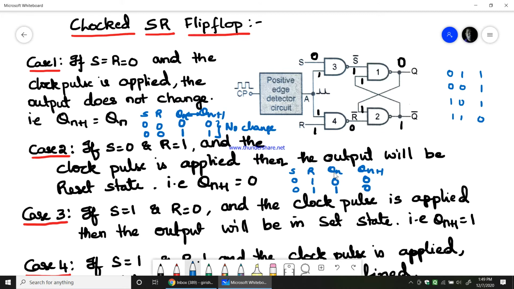So irrespective of the value of the present state, the next state will always remain 0. Therefore this is called the reset state. It means that if Qn is 1, it gets reset to 0. So when you keep S and R equal to 0 1 and apply the clock pulse, you will see that the output will be 0, even though the present state is 1. Okay, fine. Now coming to case 3.